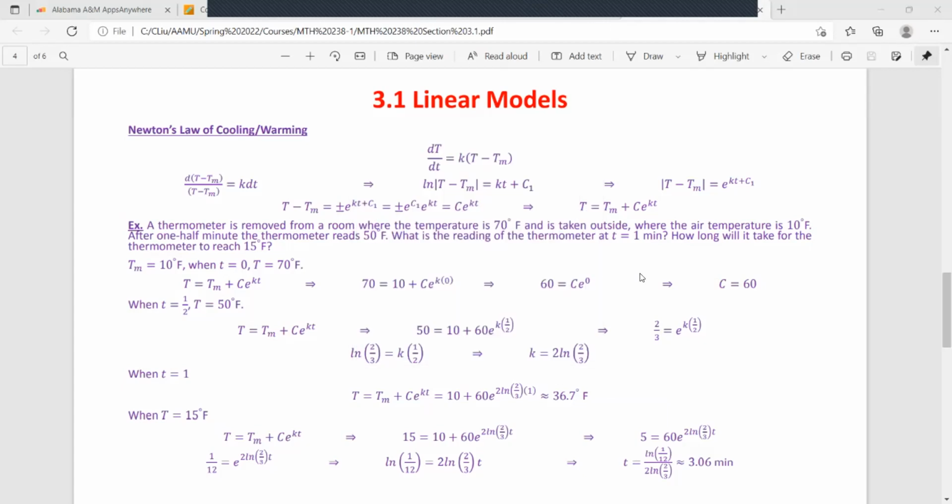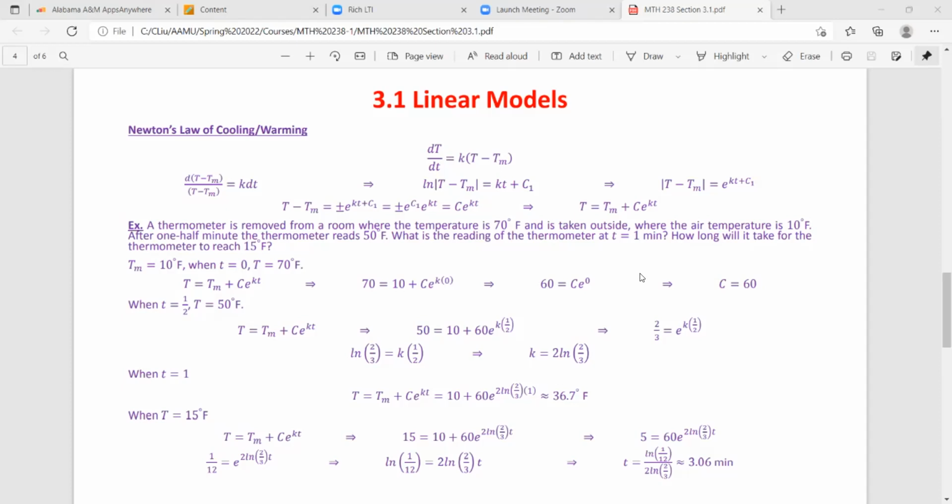So the other question is, how long will it take for the thermometer to reach 15 degrees? Okay, we know the thermometer will cool down to 10 degrees eventually, but how long will it take? That's the question. So let's just solve this initial value problem.